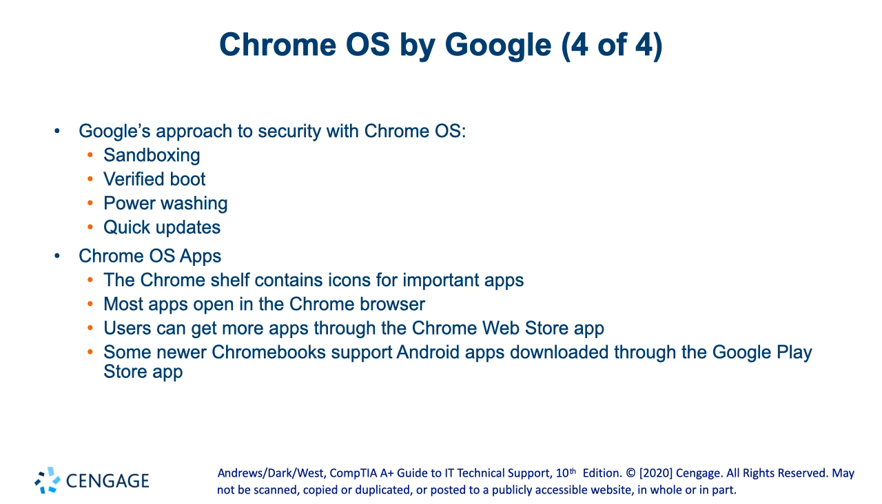Google uses 4 approaches to security. Sandboxing: processes such as the browser have very limited access, so a failure or security hole in one is not likely to compromise the system, as the process or app does not have access to the OS. They also use a verified boot. They have power washing, which is a factory reset, and very quick updates. Once again, they occur about every 6 weeks. So these are all 4 of the main approaches to security.